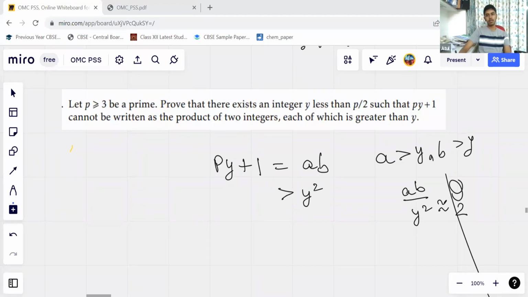Okay, so can they both be greater than 2.5, for example? Yes, that's possible.